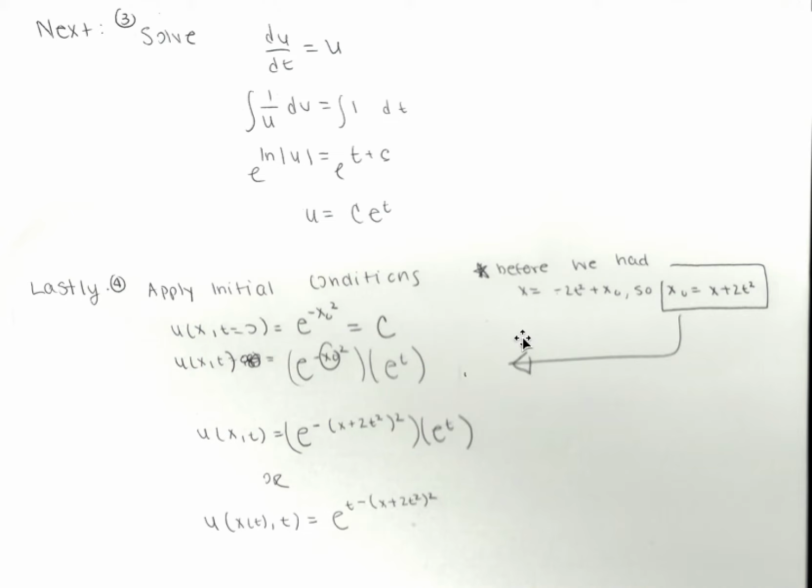Now remember, when we solved the equation dx/dt equals negative 4t, we determined that x equals negative 2t squared plus x naught. Rearranging this equation, we get x naught equals x plus 2t squared. We can simply substitute in for x naught to get our final equation: u of x and t is equal to e to the negative (x plus 2t) squared times e to the t. Or we can rewrite this as u of x and t equals e to the t minus (x plus 2t) squared.